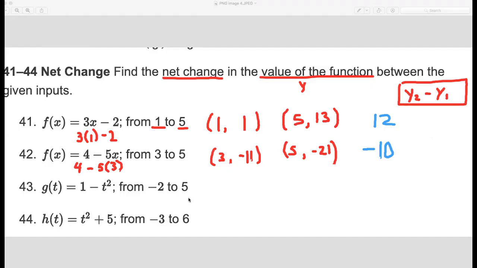Next one, negative 2 to 5. I'm going to set these up here. You've got the squared there, so just be careful with that. I'm going to do 1 minus, and then parentheses, negative 2. We'll use parentheses when plugging stuff in. That's 1 minus 4, so negative 3. And then it's 1 minus 25, negative 24. You could subtract those, y2 minus y1, but I'm just going to do it mentally. It went down 21, so it's negative 21.